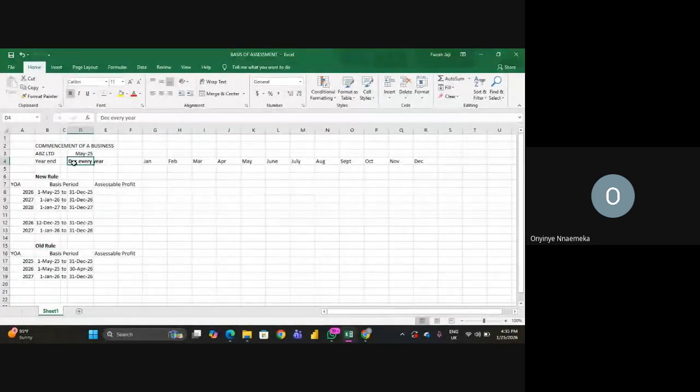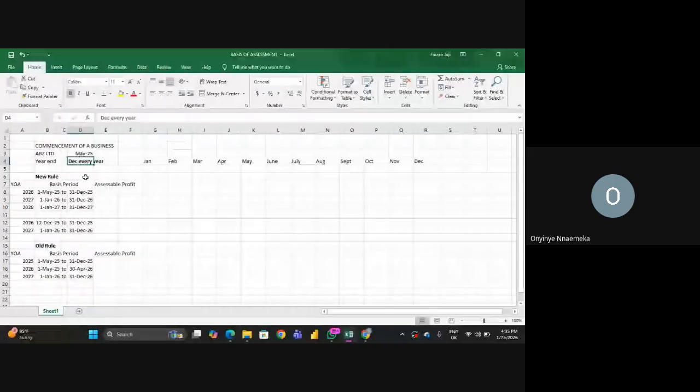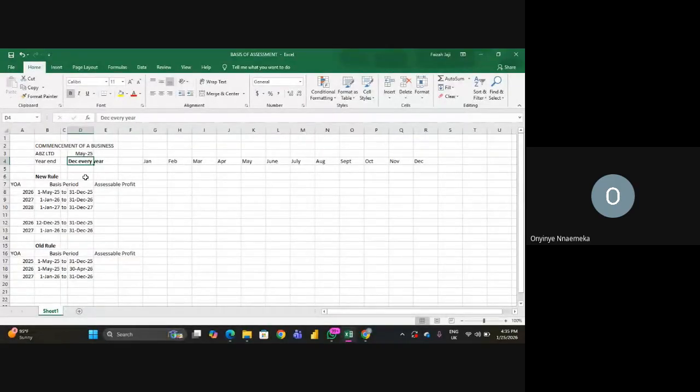So what we are saying is that if this business ends in December every year, it means that it starts in January every year. That automatically means that the accounting period, the accounting year for this business, is January to December every year. That is what you consider in this year 3. So it means that the profit of last year will be assessed to tax in the following year.